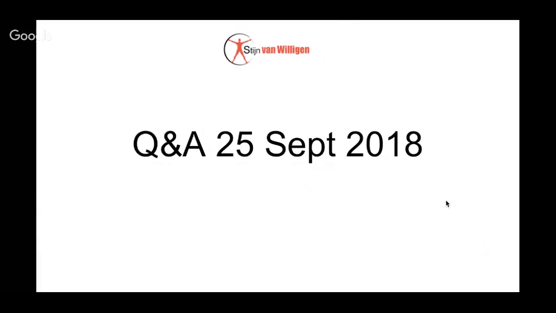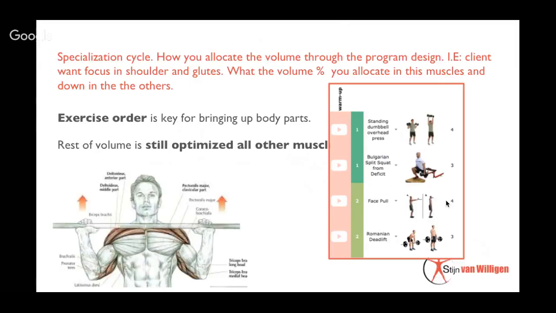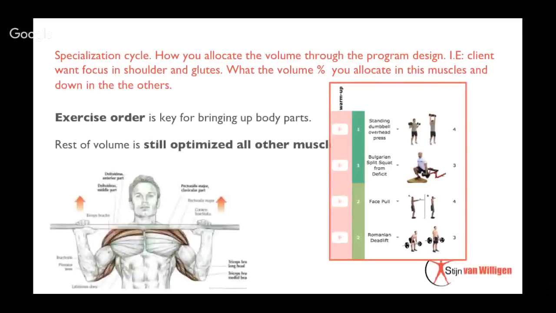So the first question I had for a specialization cycle. Okay, let's just fix this up first, make it a little bit bigger. All right. A specialization cycle. How do you allocate the volume through the program design? For example, a client wants to focus on shoulders and glutes. What is the volume percentage you allocate in these muscles and down in others?